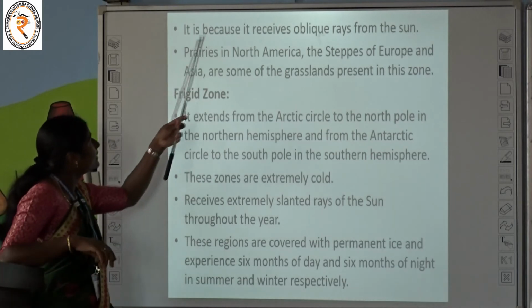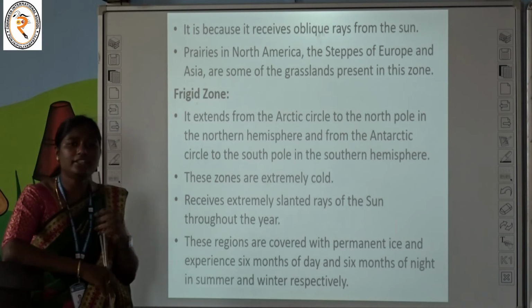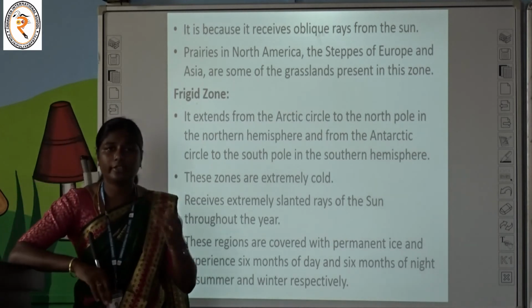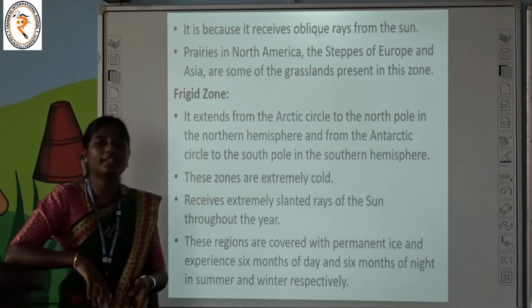This is because it receives oblique rays from the sun. Why is the temperature not too hot nor too cold? Because it receives oblique rays. Oblique means slanting.